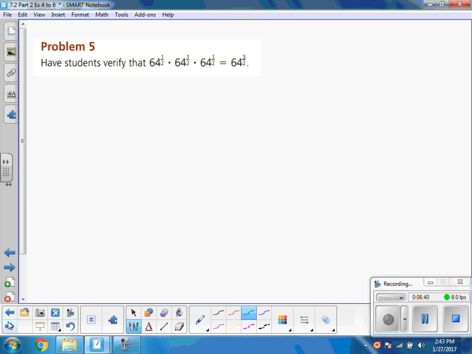Okay, so we're going to verify that 64 to the third times 64 to the 3/2 power. I'm going to go ahead and use a rule we recognize that if they have the same base, you can add the exponents. So we end up with 64 to the 3/2 power.